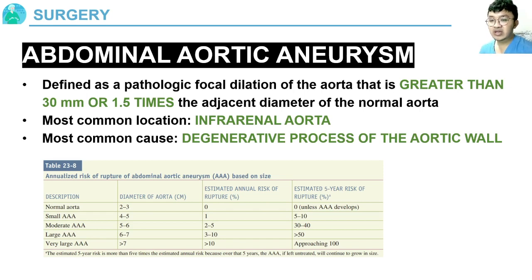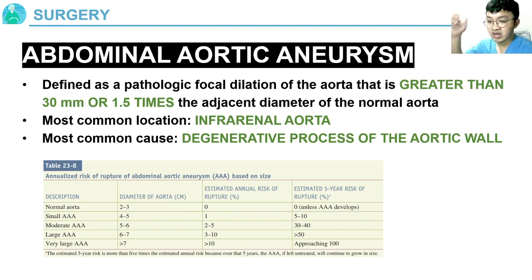So again, an abdominal aortic aneurysm, or AAA, is defined as a pathologic focal dilation of the aorta that is greater than 30 millimeters or 1.5 times the adjacent diameter of the normal aorta. The most common location is infrarenal, and that's a good thing because you can cross-clamp below the kidneys without fear of injuring them and causing acute kidney injury.